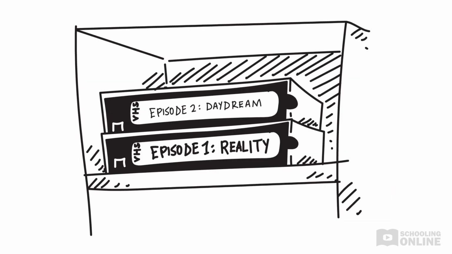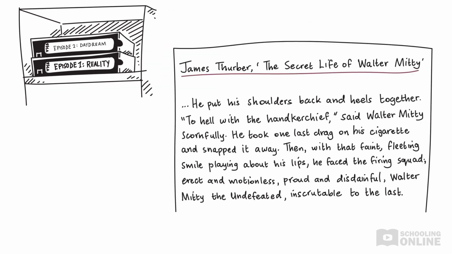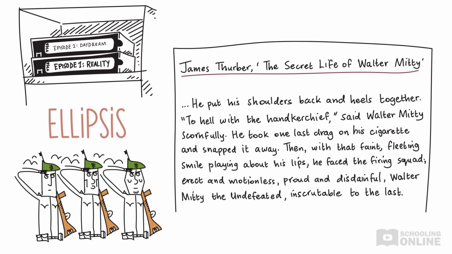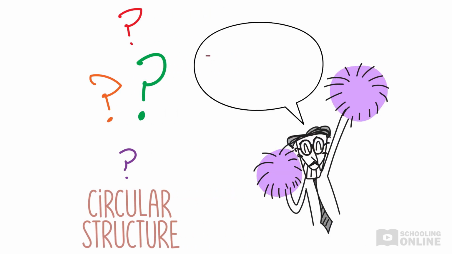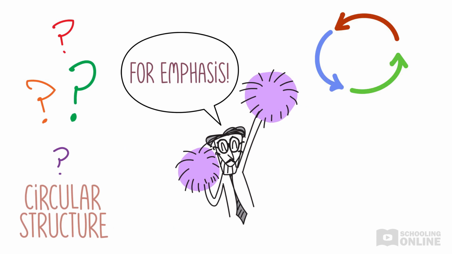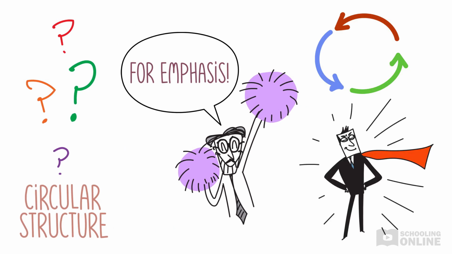After a few different episodes, shifting between reality and daydreams, Mitty ends the story the way it began, with an ellipsis, signalling the beginning of another military-inspired, heroic daydream. Why does Thurber use a circular structure here? By beginning and closing a narrative on the same note, circular structures emphasise the persistent, cyclical nature of that event. Here, Walter falling into his heroic daydreams.